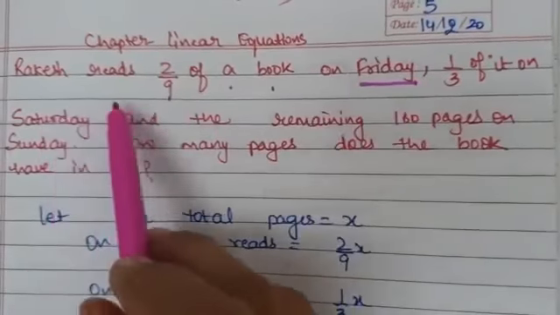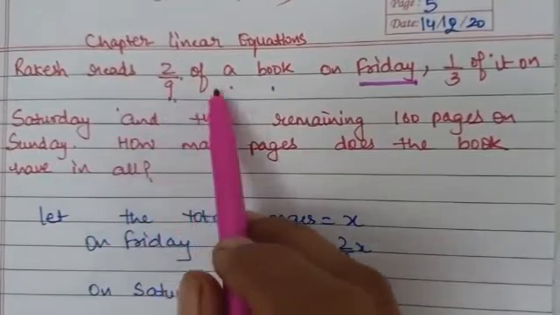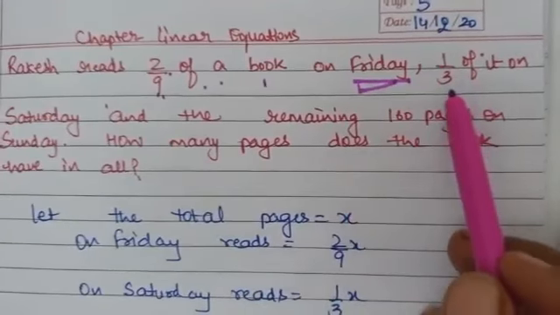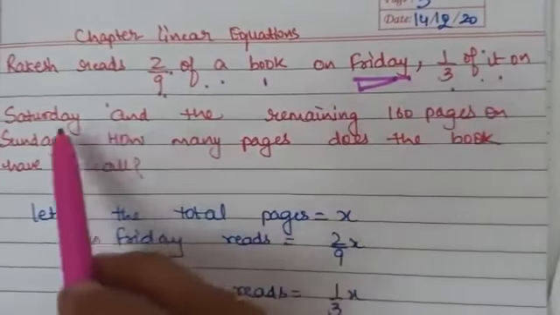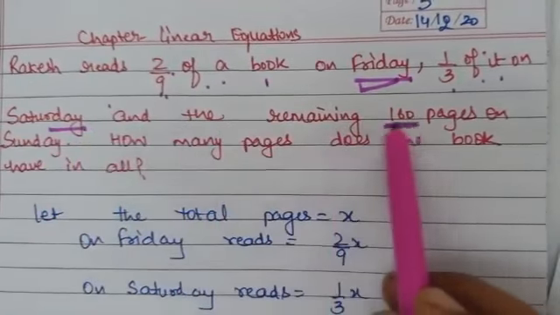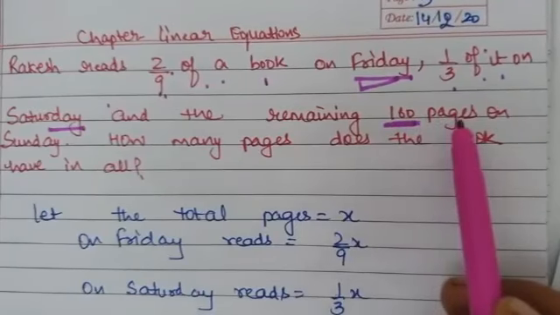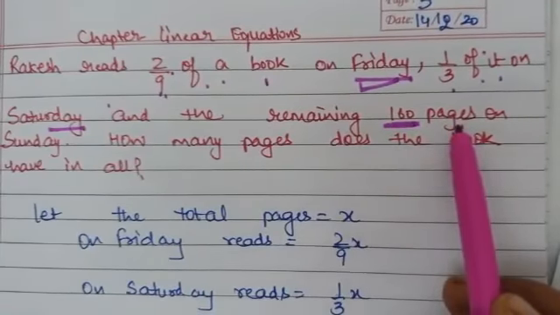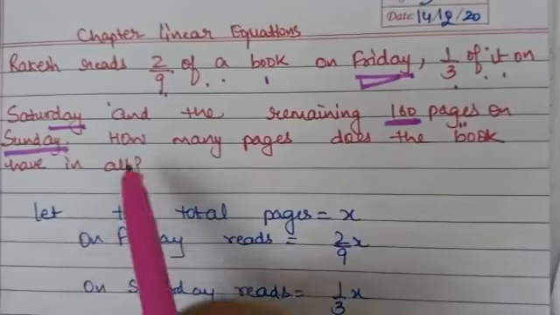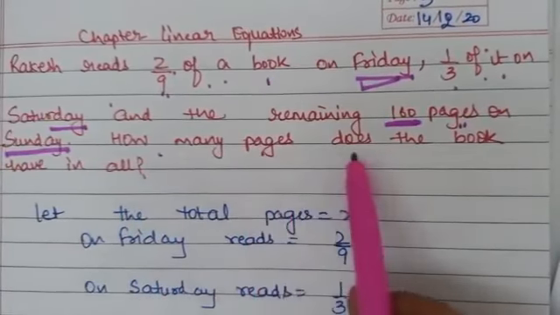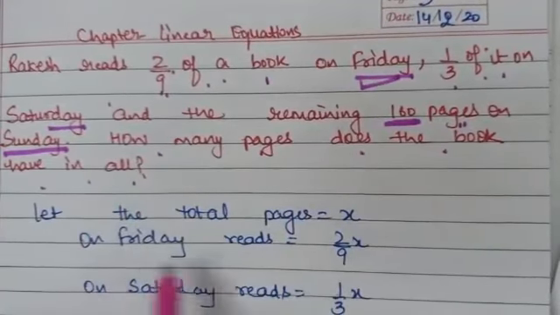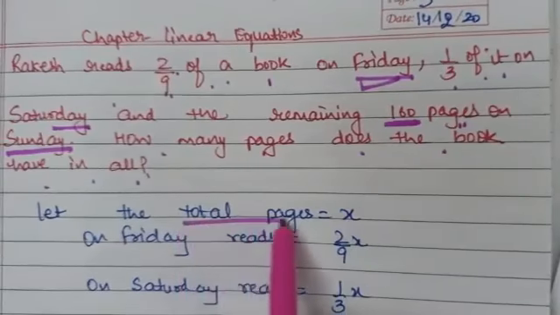The next question is: Rakesh reads 2 by 9 of a book on Friday. Means he is reading the 2 by 9th part of the book on Friday, 1 by 3rd part of it on Saturday, and the remaining 160 pages are left and he reads those pages on Sunday. Now, how many pages does the book have in all? Means we have to find the total pages.